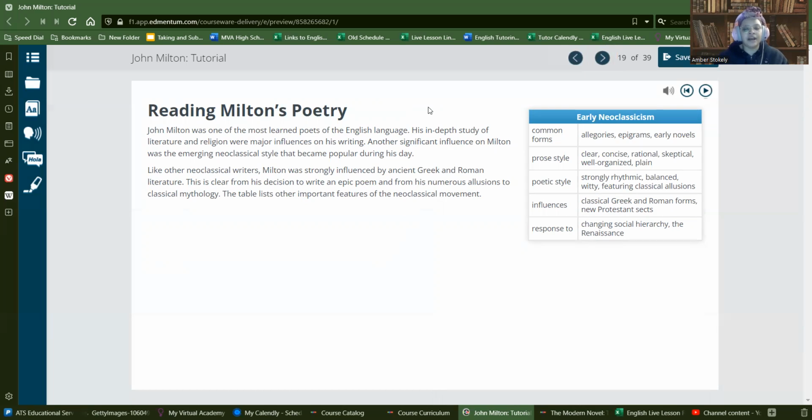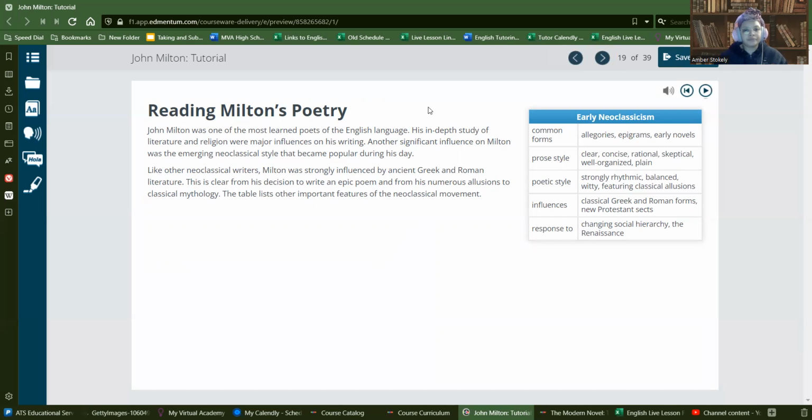And then early novels here. So the types of long stories that were written during the neoclassicism age were like the early blueprint for the novels that we have today, the big chunky books that are broken up into chapters and the like.